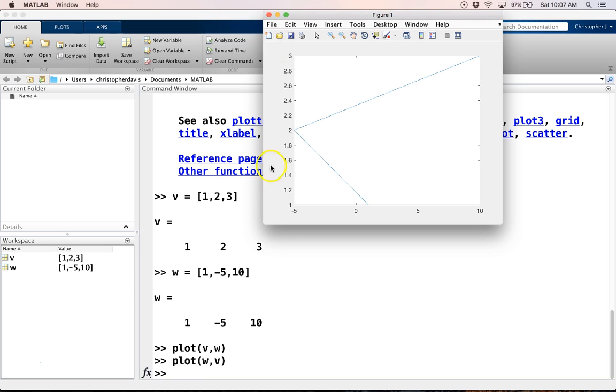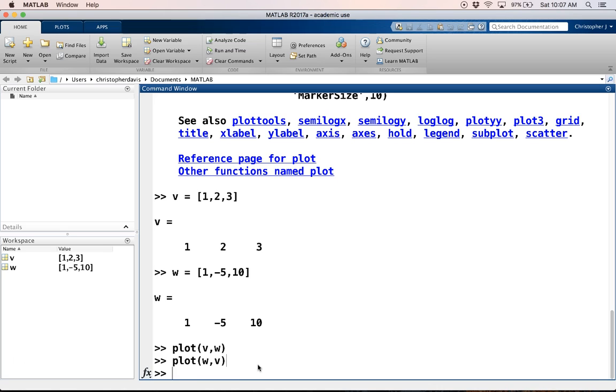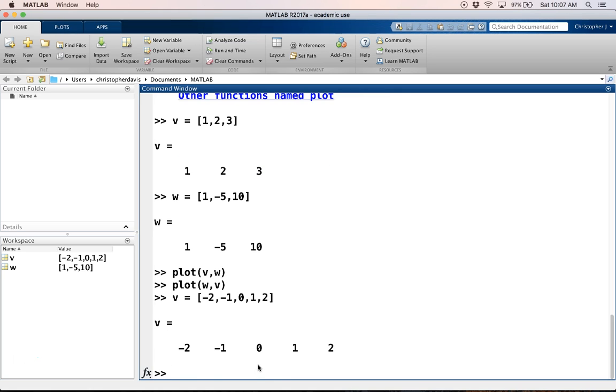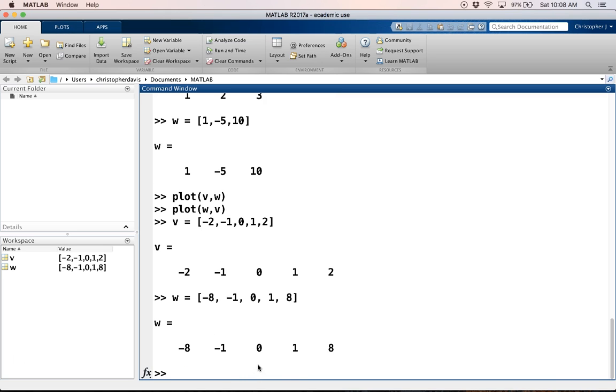Well, let's say I plot it from negative 2 to 2. So I could do v equals negative 2, negative 1, 0, 1, 2. I could do w equals, and now I'm going to do the cubes of each of these. Negative 8, negative 1, 0, 1, 8. Okay, then I'm going to plot these. Plot the vector v, then the vector w.